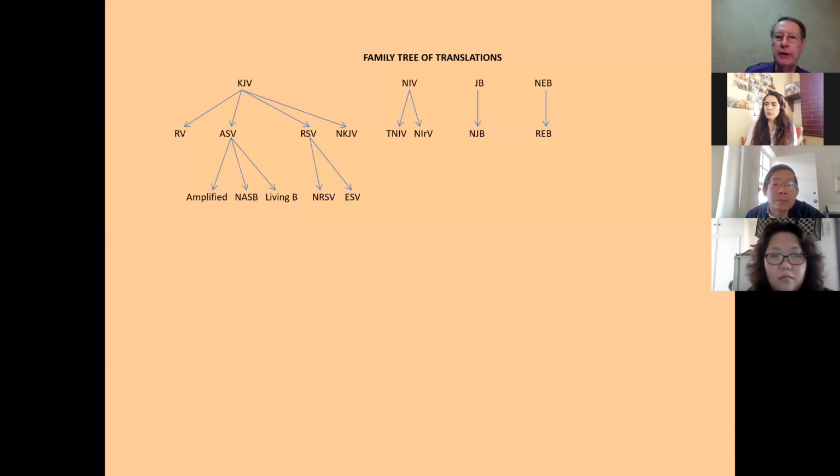And here is a family tree of translations, sort of what we had in that chart, that gives the new versions that have come from the others. You'll see there are a lot coming from the King James on the left. The NIV has had some different revisions, and then the Jerusalem Bible and the New English Bible have had one each.